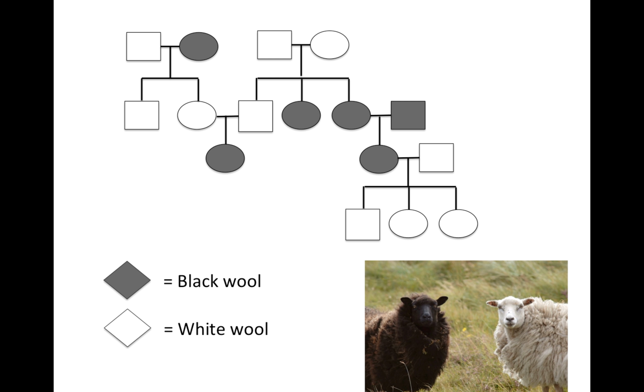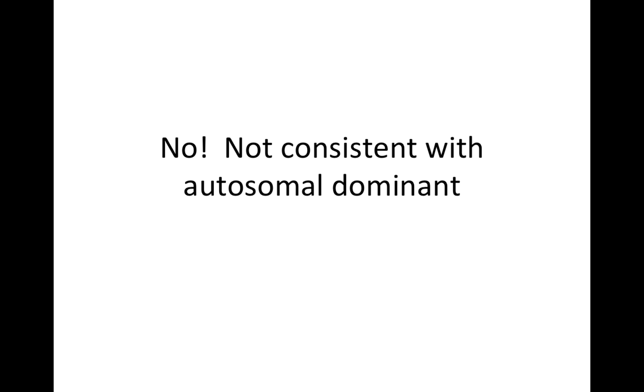Okay, so then I could give you this pedigree and ask you, is this pedigree consistent with an autosomal dominant? And over some time, you would notice that we have at least one individual here, actually we have two, that do not have an affected parent. This individual is affected, but neither of her parents is affected. Okay, so that means we can conclude that this new trait, black wool in sheep, is not inherited in an autosomal dominant fashion. So we can say, no, this is not consistent with an autosomal dominant.